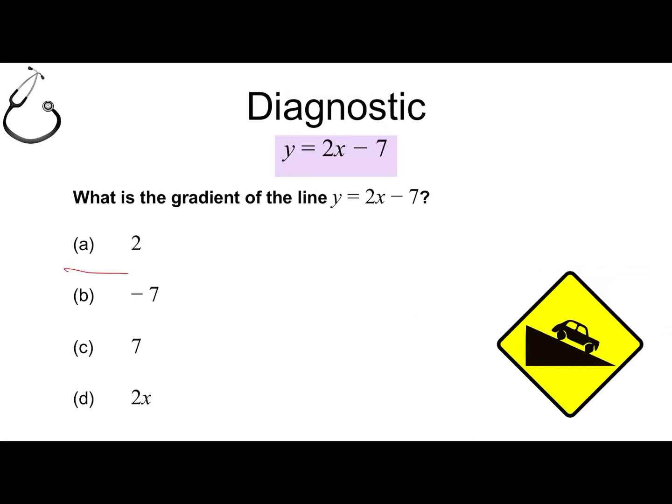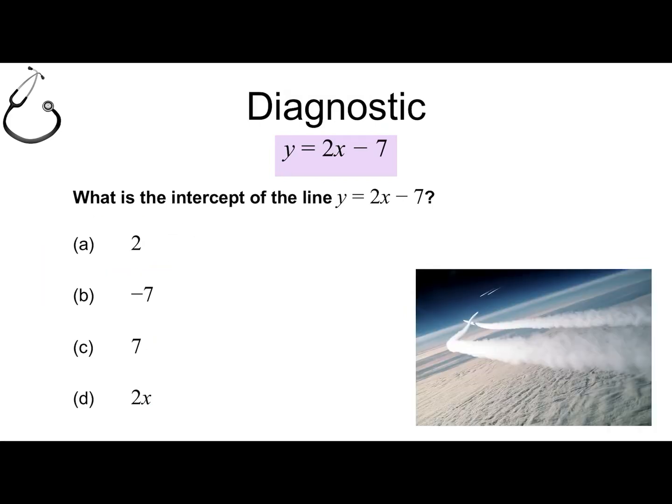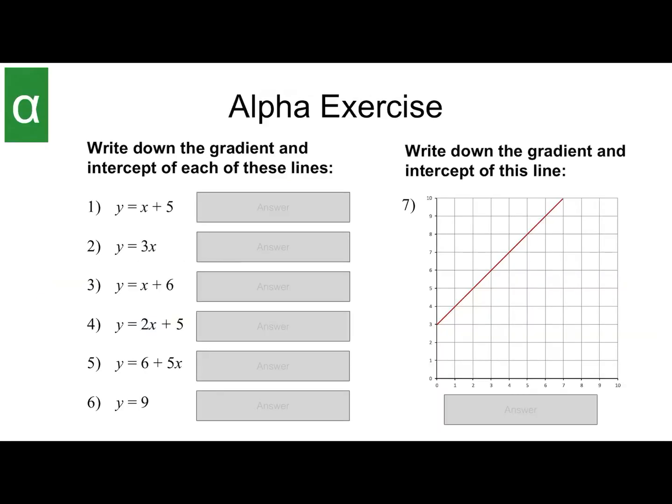Let's skip that. What is the gradient of this line? That's easy. The gradient is 2. What is the y-intercept of this line? Technically, it should be (0, negative 7). Okay, but that's what they mean.